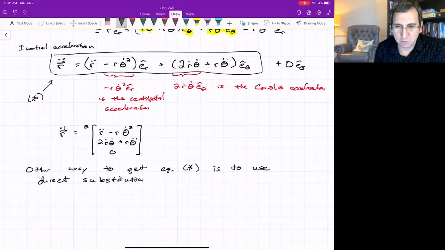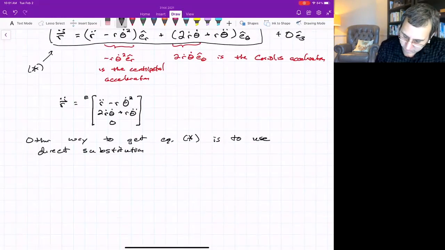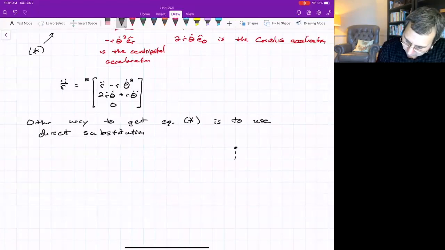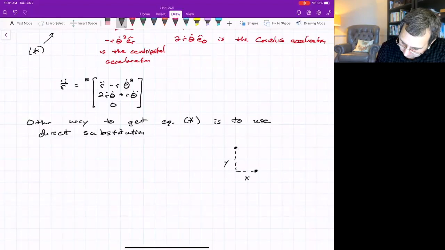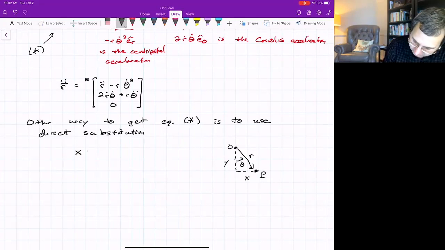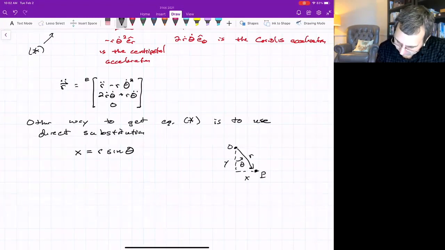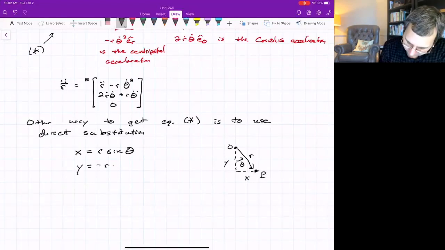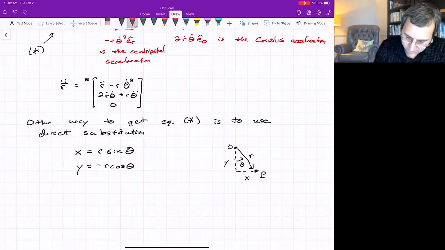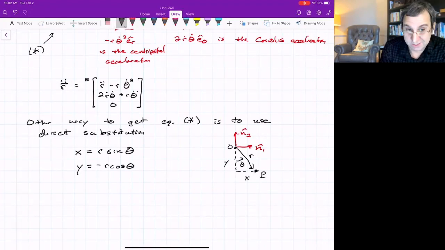So you would write what is X and what is Y in terms of theta and R. So in this case, X equals R sine theta. This isn't what you always use for polar coordinates, but for this particular situation, this is what we used. And Y is going to be negative R cosine theta, because we've defined N1 to increase to the right and N2 to increase to the left. So that's why there's a negative there.